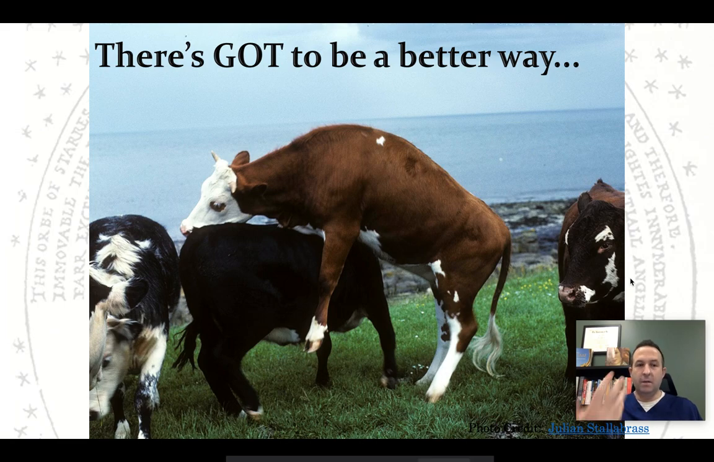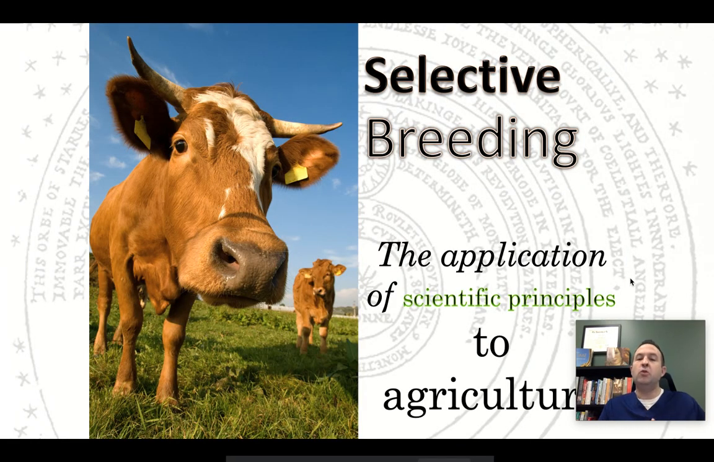And likewise, they started using selective breeding as a way to produce better animals. And this was pioneered by Robert Bakewell. Now, Robert Bakewell, he was a pioneer in the selective breeding of agriculture. And again, the old way was just to let them do it the old-fashioned way.